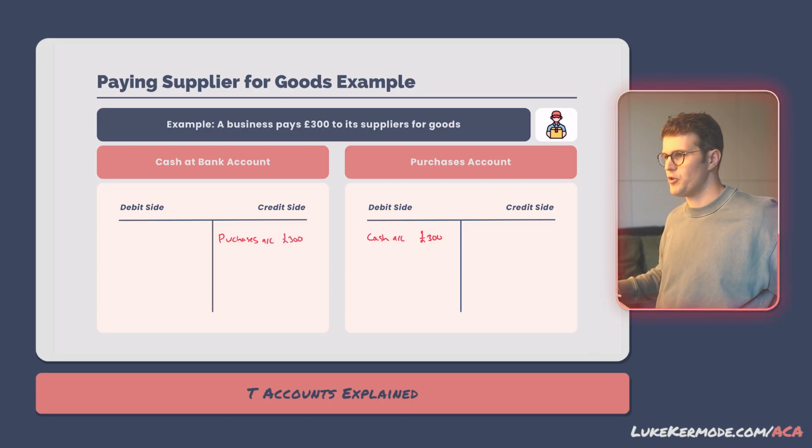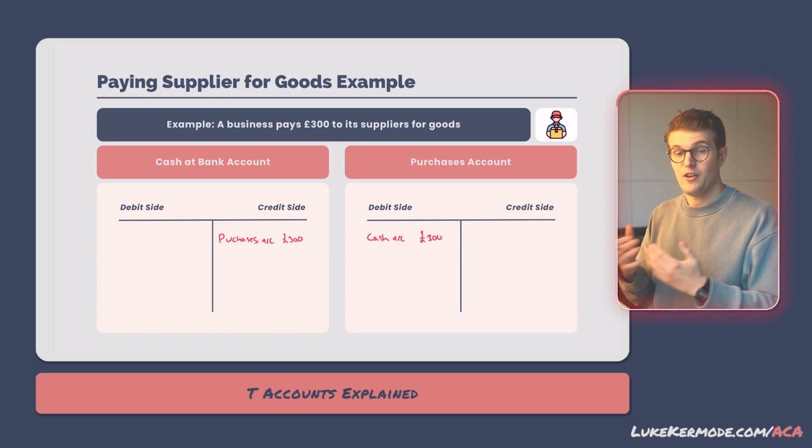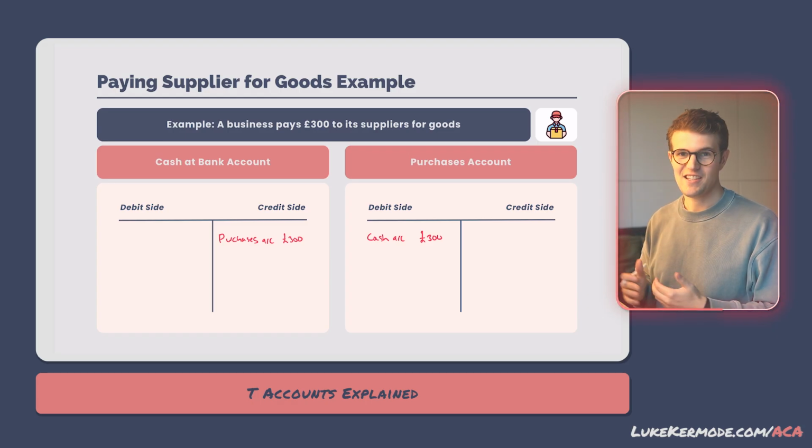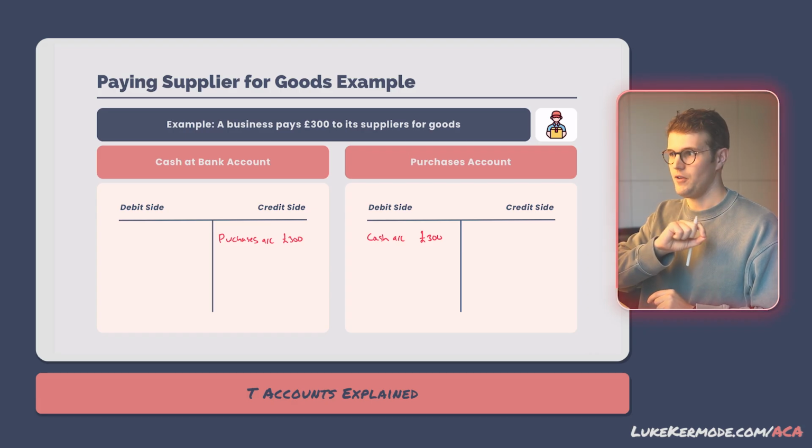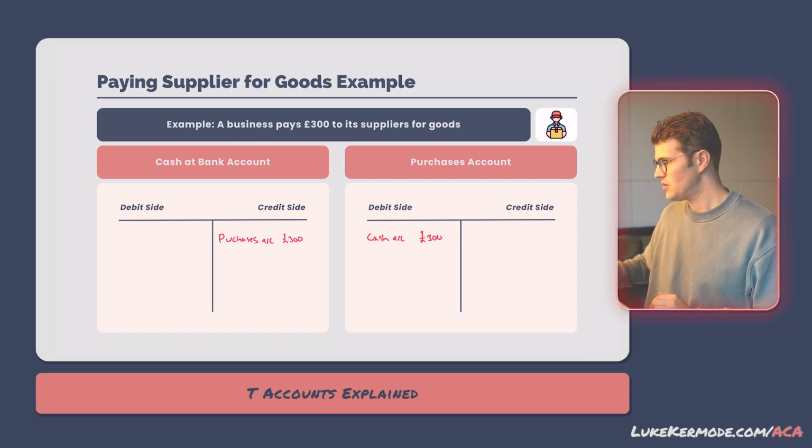Again, we're applying the double entry principle, recording the value that's being received, which is in this case the goods, on the debit side, and we're also reflecting the value that's being provided, so the cash, on the credit side.